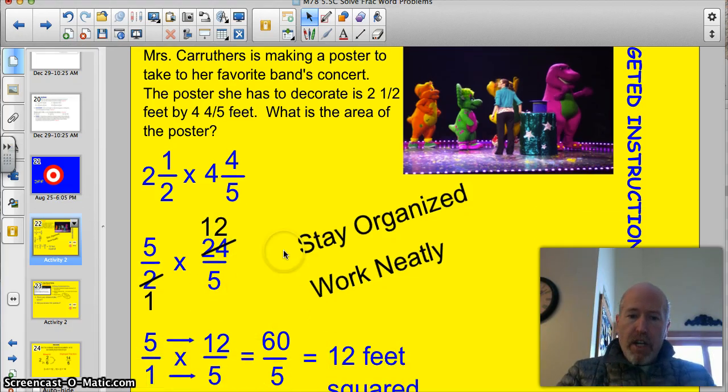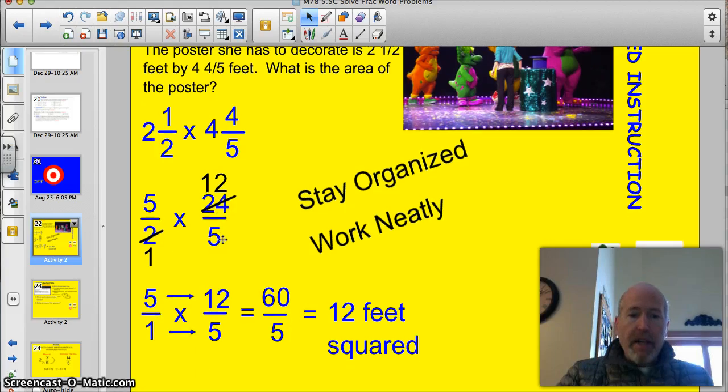All right, now just stay neat and organized here. I reduce these fractions because I can divide both 24 and 2 by 2, so 2 goes into 2 one time, 2 goes into 24 12 times. Now notice how I rewrote it again, so I continue to work in an organized fashion. So now I have 5 over 1 times 12 over 5. Now multiply straight across, you get 5 times 12 is 60, 1 times 5 is 5, 60 divided by 5 is 12 feet squared. And that's it. That's how you solve a word problem.